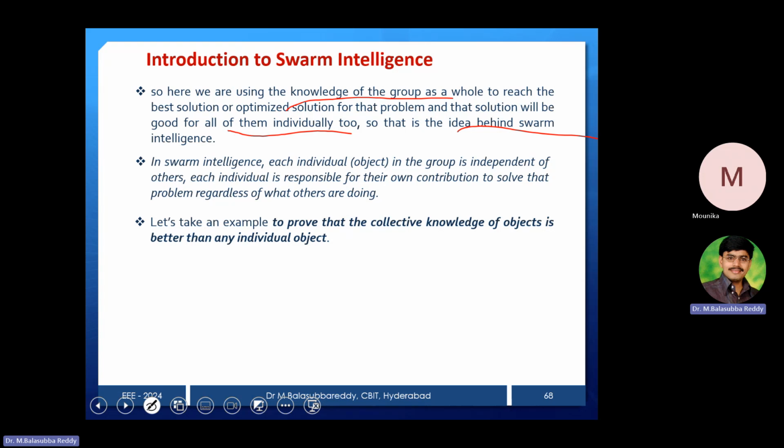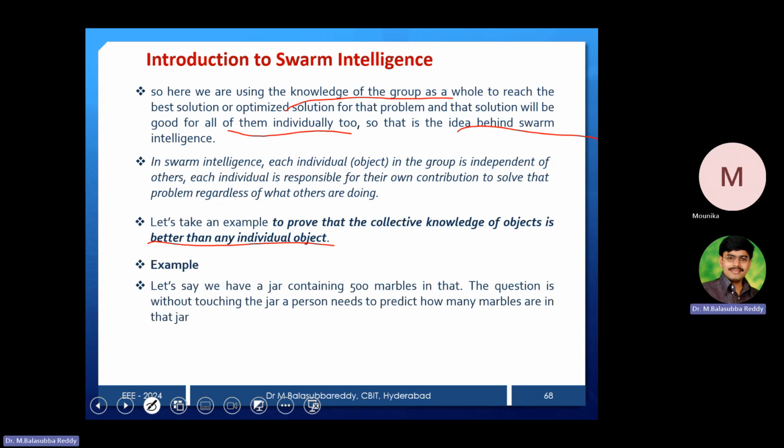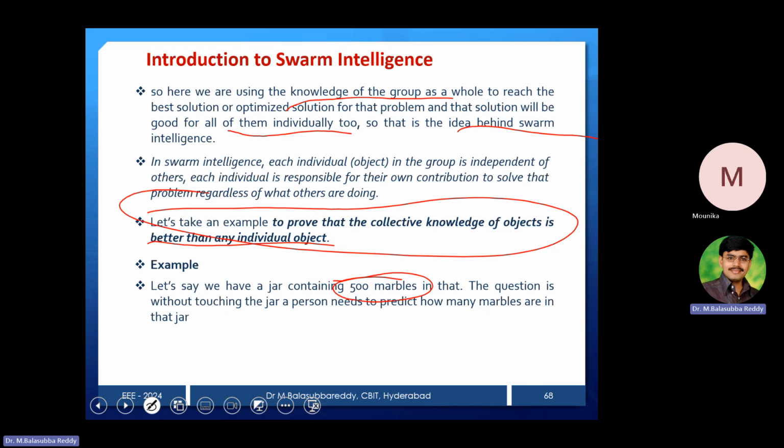So let's take an example. The collective knowledge of objects is better than that of an individual object. Normally this is true for all cases. Collective decisions will give you a better solution than an individual solution. Now, just for example, to understand why the statement is valid, there is a jar containing 500 marbles or some chocolates or small things, any small items.